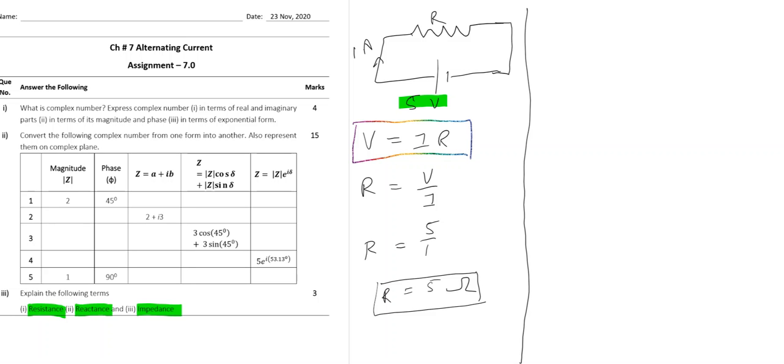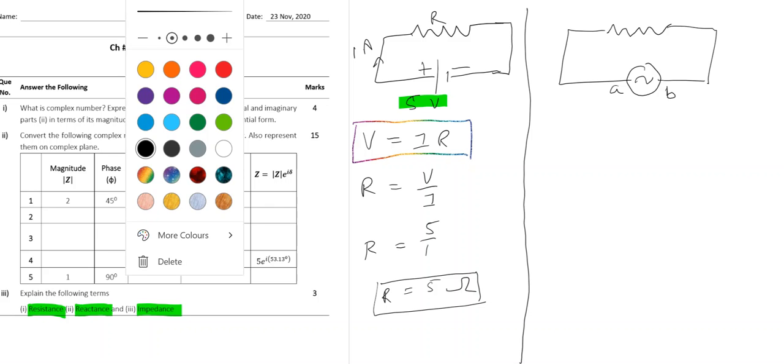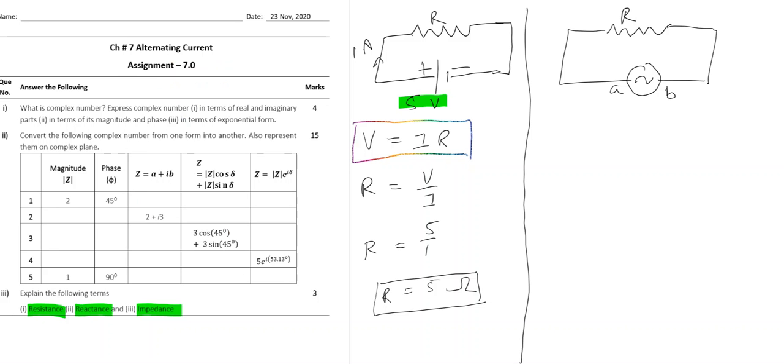What if I have another type of source, the same R, but I connect it with a source which is changing its polarity, an alternating source? It is called alternating voltage or alternating current. Unlike this case where this is plus, this is minus, in case of an alternating source, it is not necessary that A is always positive and B is negative. For some time A is positive, B is negative, then in the next half cycle A will be negative, B is positive.